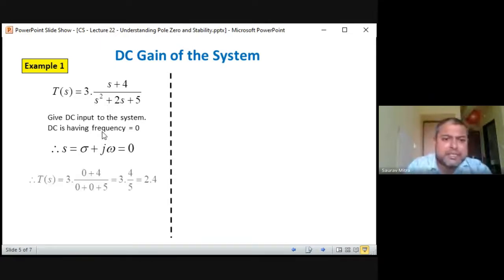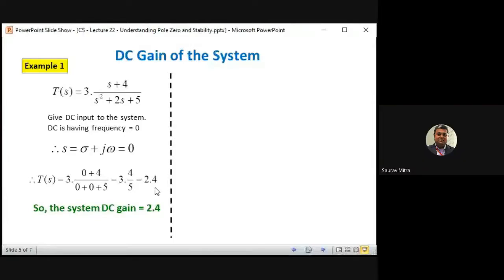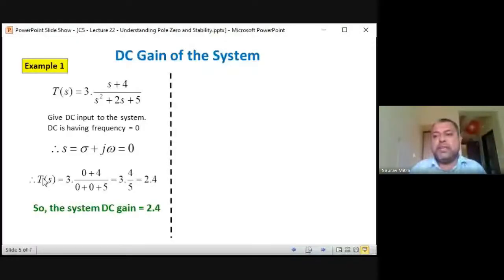Here, if you substitute S is equal to 0, what we find is 3 into 0 plus 4 divided by 0 plus 0 plus 5. So this will be 12 divided by 5, which is equal to 2.4. So the system has a DC gain of 2.4. The system has a gain of 3. The DC gain can be given by T0 or H0. That means H at frequency S is equal to 0, or T at frequency S is equal to 0. That is what is meant by DC gain.